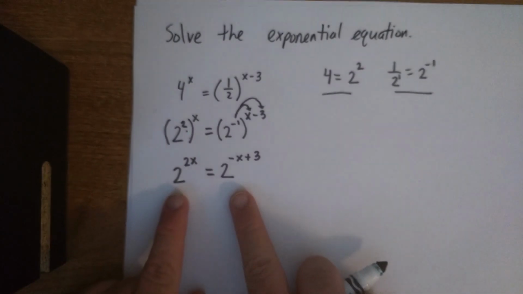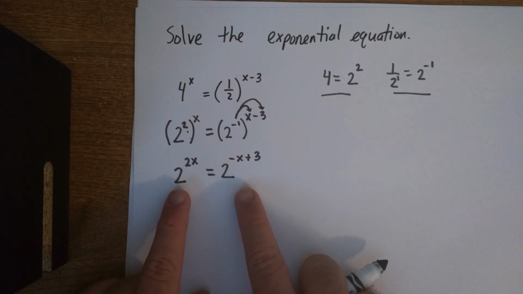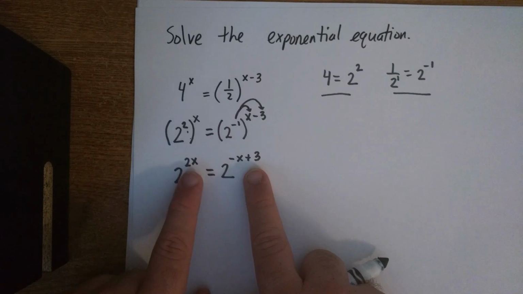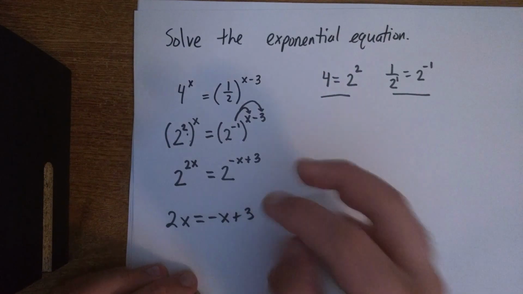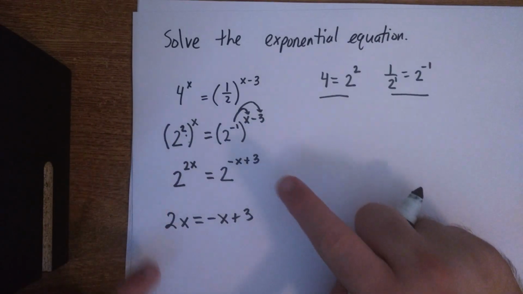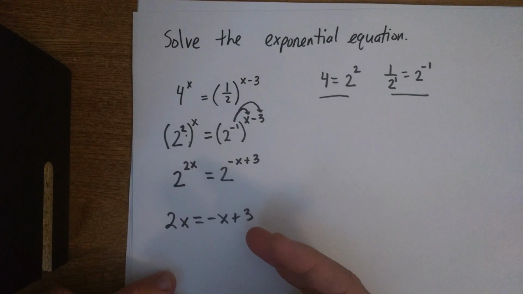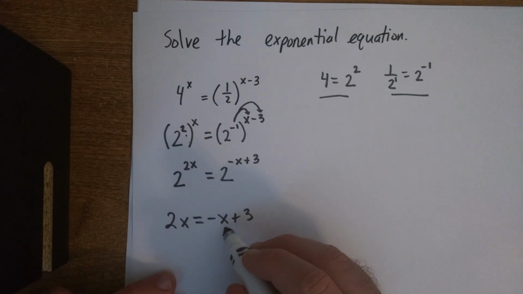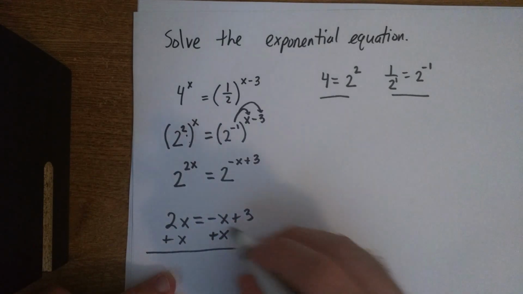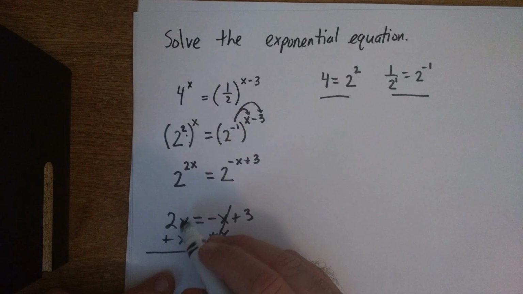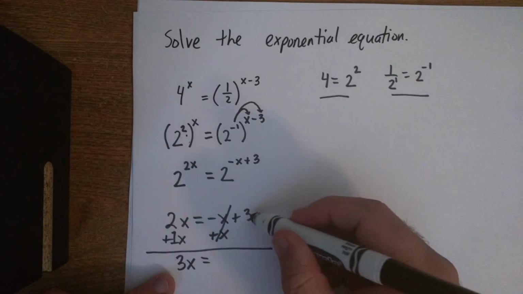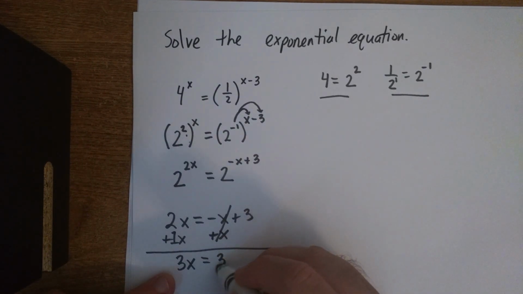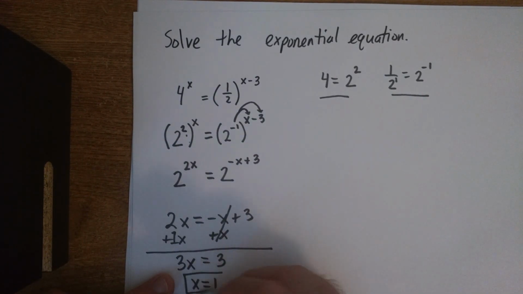Now we're at that situation, like we saw in the previous slide, that we can set the exponents equal to each other. We can set 2x equal to negative x plus 3, because both sides of the equation have the same base. That's all it is. And we can solve for x from here. It's pretty easy. I think the easiest way to go about it would be to add x to both sides. So those reduce to 0. 2x plus 1x is 3x. Bring down the equal sign. We have a positive 3 left over here. And so x equals 1. And that's your answer.